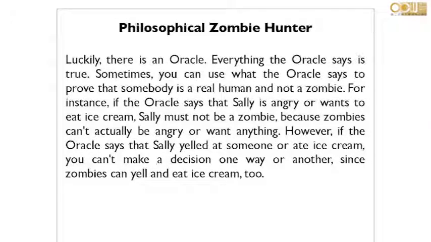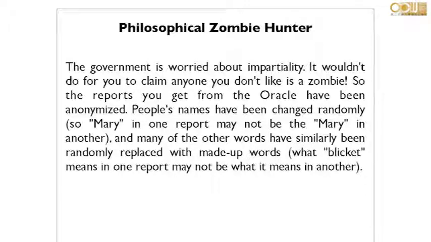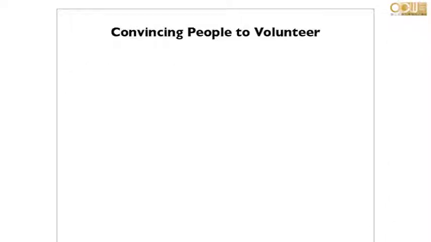For instance, if the oracle says Sally is angry or wants to eat ice cream, Sally must not be a zombie because zombies can't be angry or want anything. However, if the oracle says that Sally yelled at someone or ate ice cream, you can't make any decision one way or another because zombies can yell and eat ice cream too. So that's another example. That's looking at mental state.